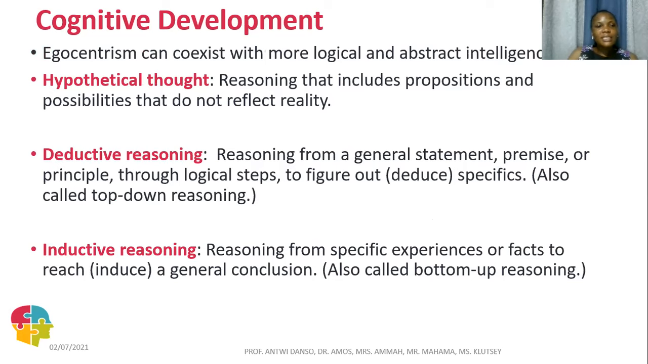Now, adolescent egocentrism can coexist with more logical and abstract intelligence. At this stage, they have what we call hypothetical thought. So this is reasoning that includes assumptions or propositions that do not actually reflect reality. So you can tell them, let's assume you are a tree. They know that they are not a tree, but what? They can assume that proposition for the sake of the argument that you are going to have, although they know in reality they are not a tree.